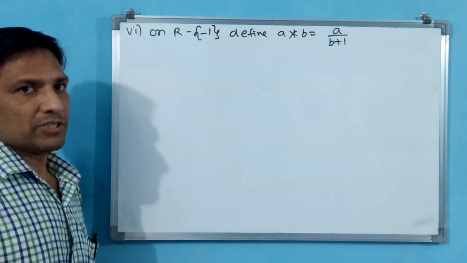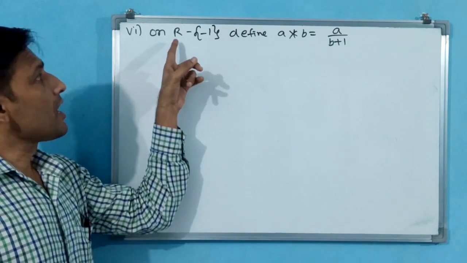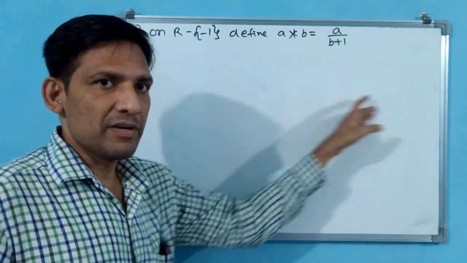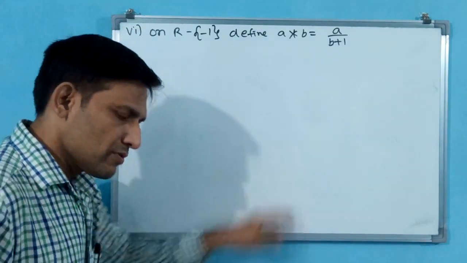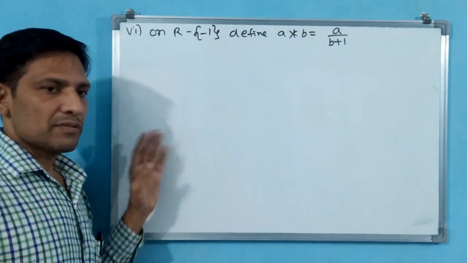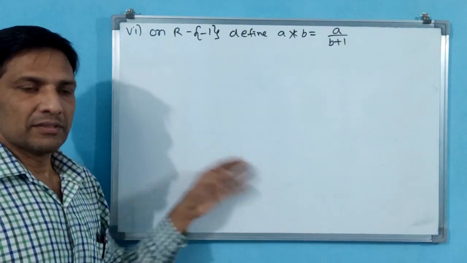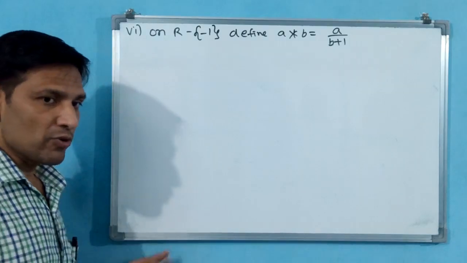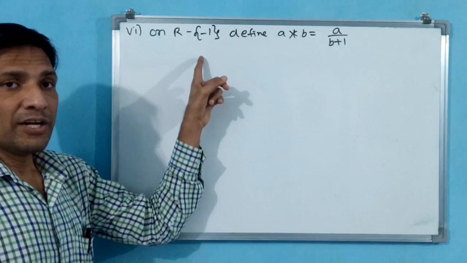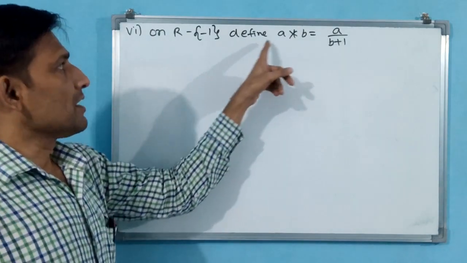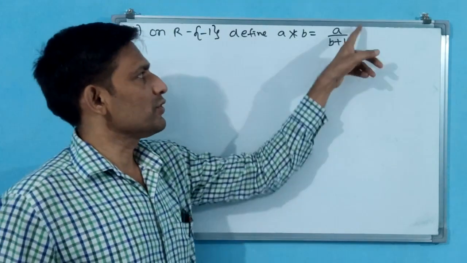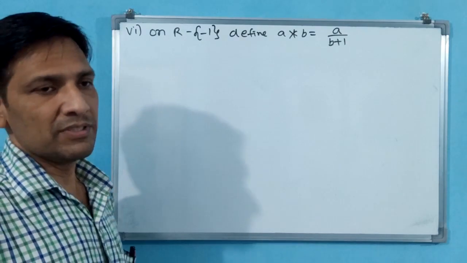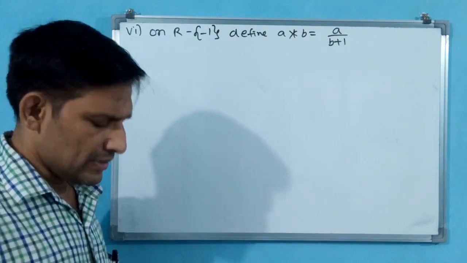The set is R minus {minus 1}. That means the real number set will be there, and in the real number set you have to remove minus 1. Why? Because positive, negative, integers, rational numbers all will be there, but minus 1 you have to remove, and the remaining will be the domain. Define A star B is equal to A by B plus 1. Whether this is a binary operation or not, first we have to see. If this is not a binary operation, then we will not go further.